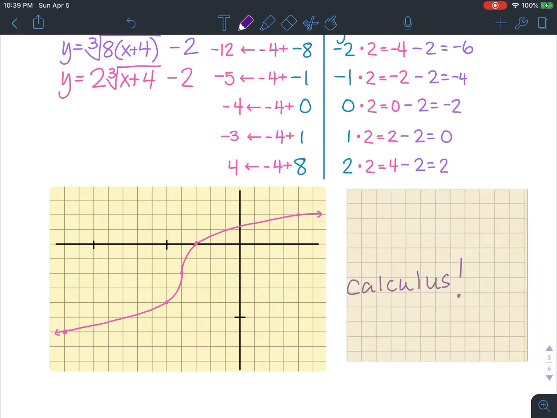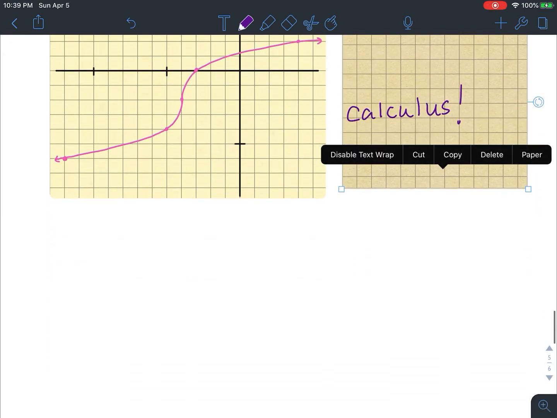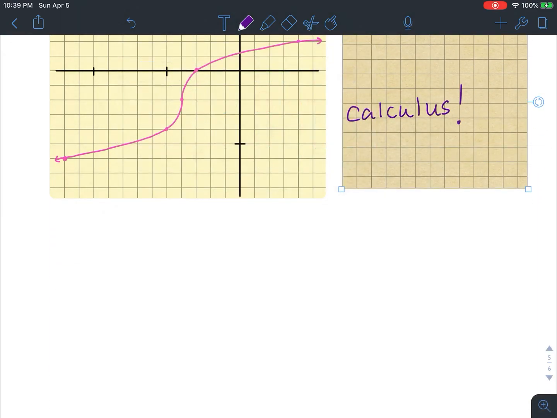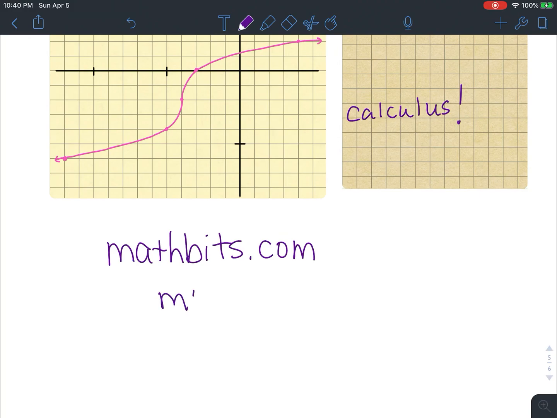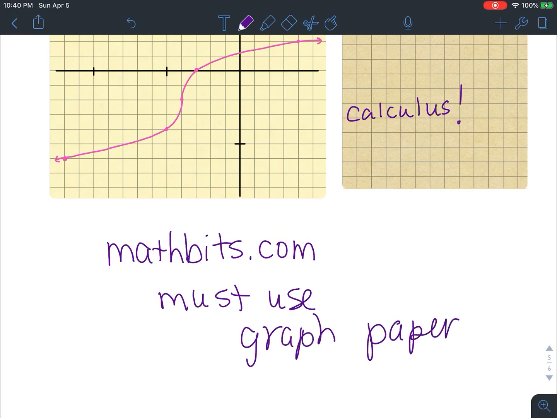Or of course you can print graph paper. A good website to print graph paper is called mathbits.com, and they have so many different graph papers you can print. It's kind of ridiculous. So that's another thought. So remember, you must use graph paper. Okay.